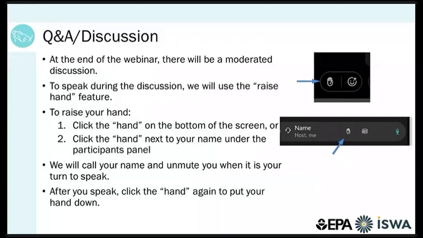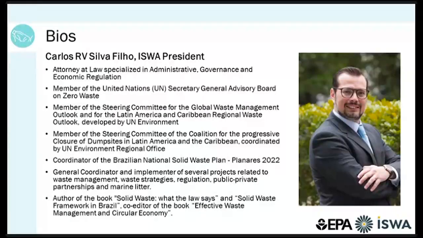With that, I would like to use a few more moments to highlight some key people from both EPA and ISWA. Carlos is the ISWA president that many of you actually may already be familiar with. He is an attorney at law and a member of the UN Secretary General Advisory Board on Zero Waste. He is a member of multiple steering committees, including for the Global Waste Management Outlook and the Coalition for Progressive Closures of Dump Sites in Latin America and the Caribbean. Carlos has experience as a coordinator and implementer of several projects related to waste management, waste strategies, regulation, public-private partnerships, and marine litter. Finally, he is an author of 2 books on waste.